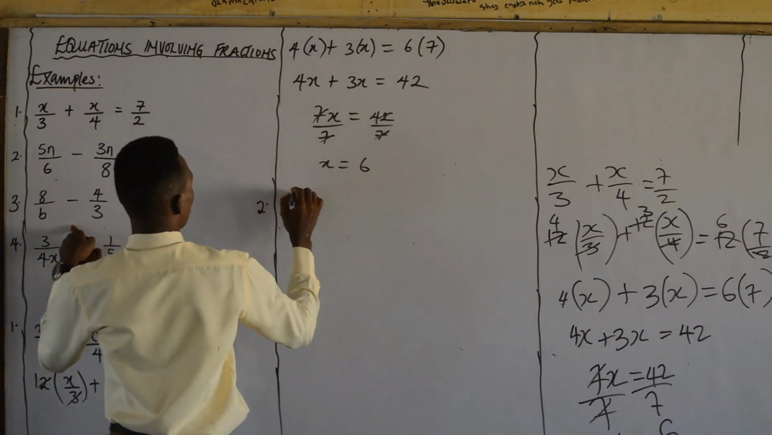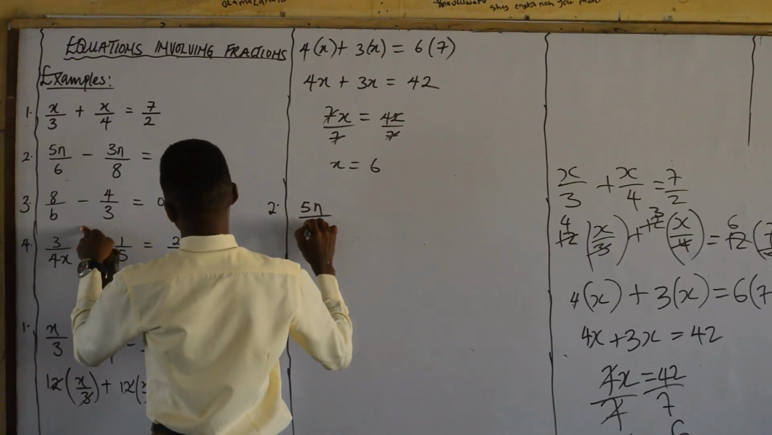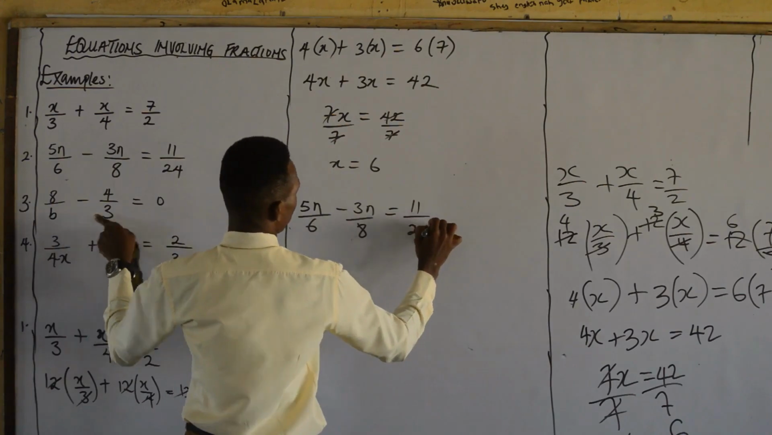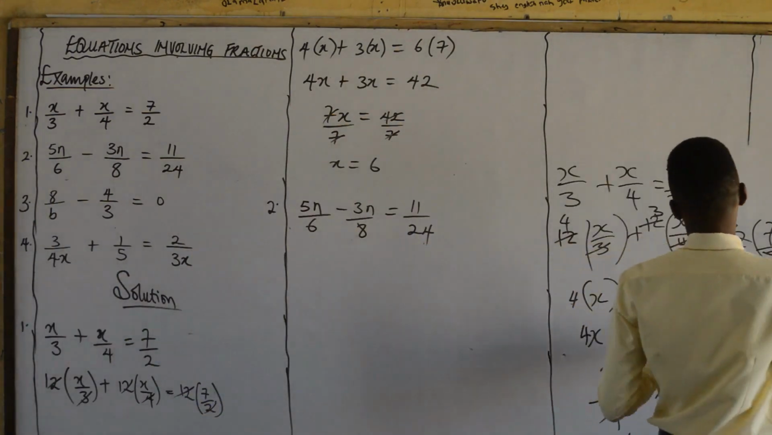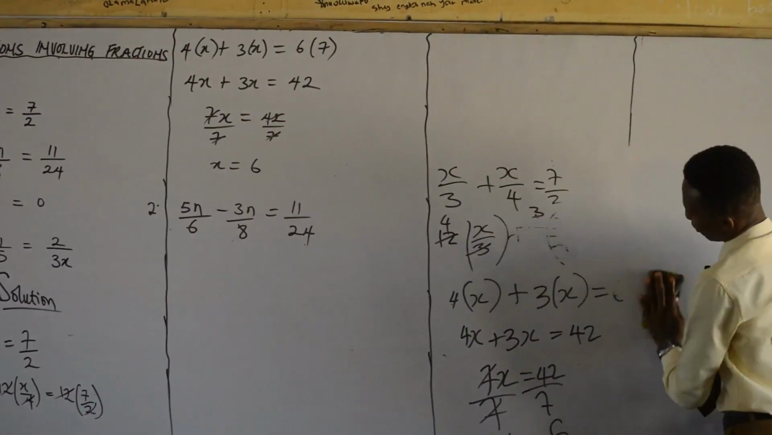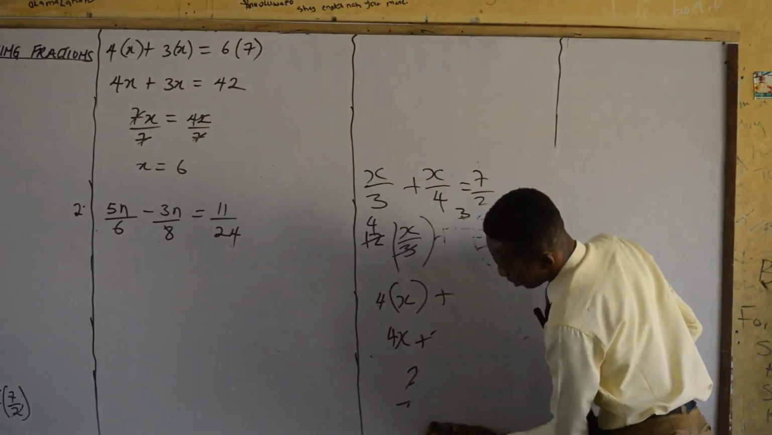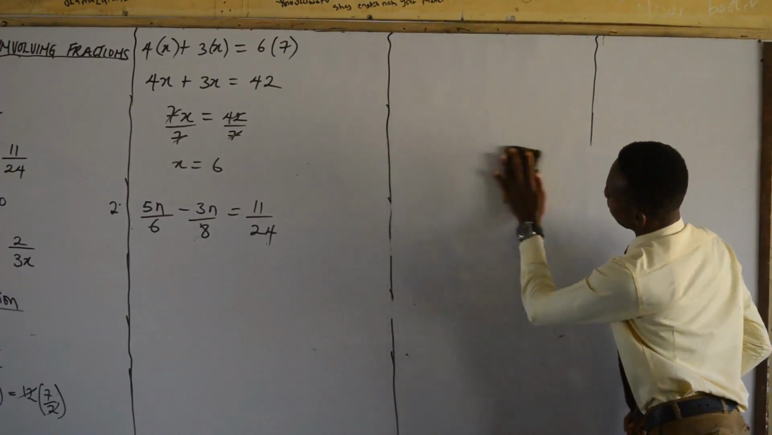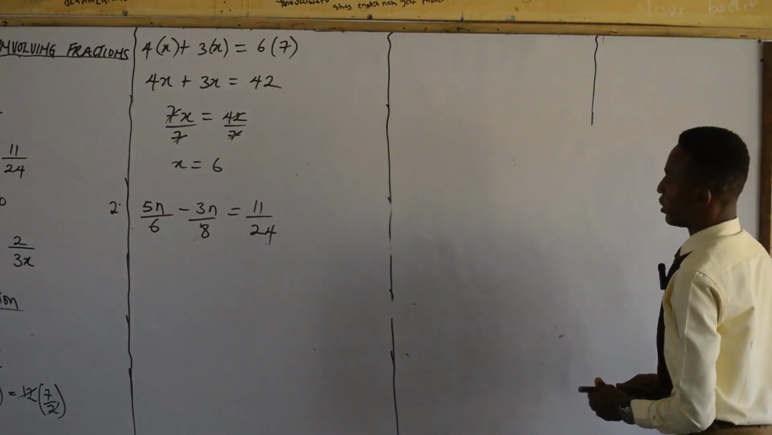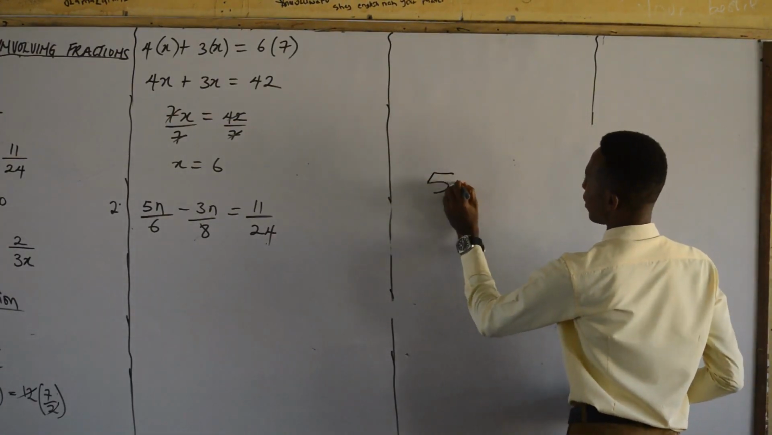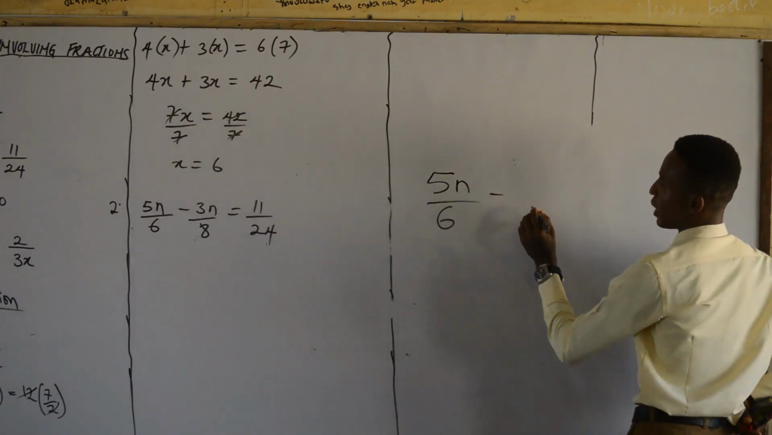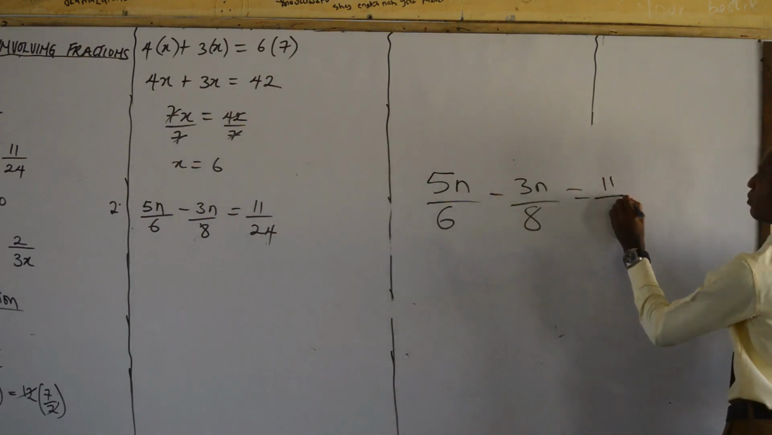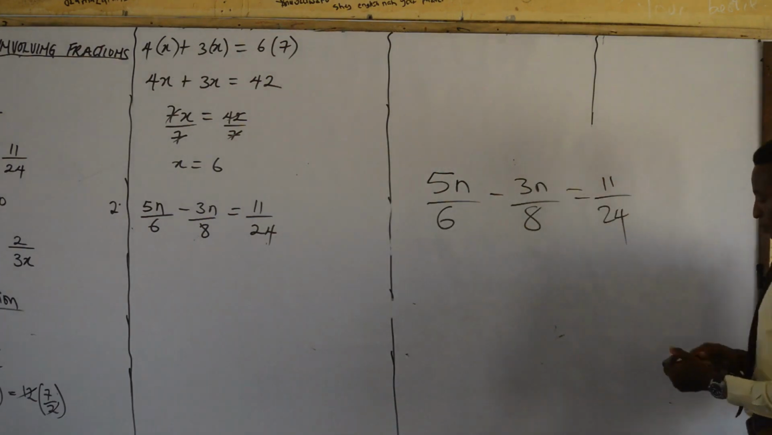So for question 2, we have 5n all over 6 minus 3n over 8 equals 11 over 24. So let me go back to my rough book now. I'm going to do it inside my rough book. Then after doing it inside the rough book, I'm going to transfer inside the notes. So the original question, 5n over 6 minus 3n over 8 equals 11 all over 24.